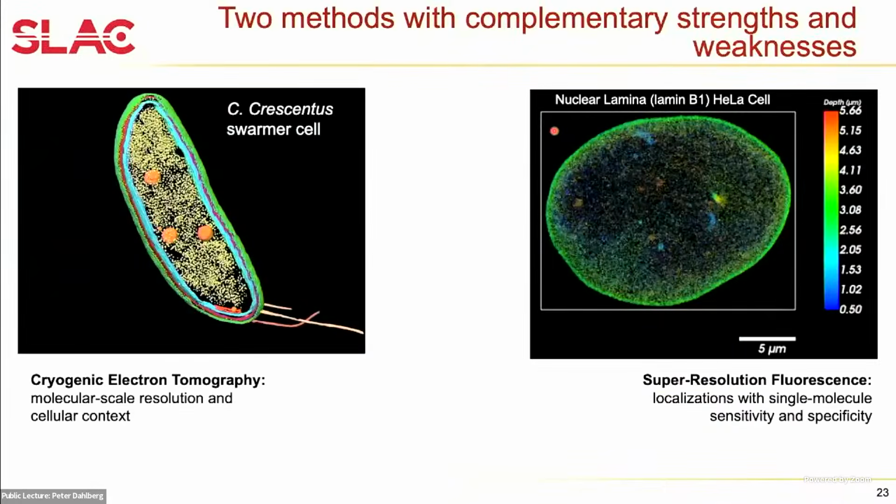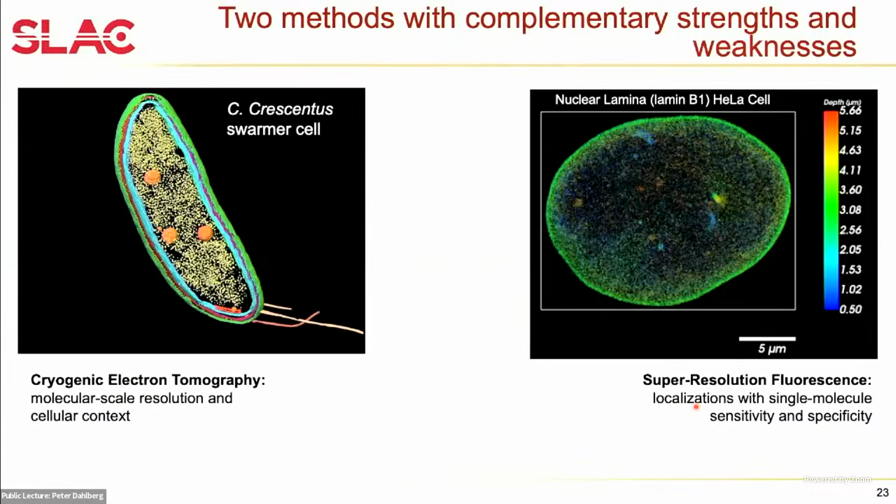So the goal of my work in combining these two different microscopy methods, cryogenic electron tomography and super resolution fluorescence, is really to keep the best of both worlds, to retain the molecular scale resolution and detailed cellular context provided by electron tomography, and pair it with the single molecule sensitivity and specificity of fluorescence.